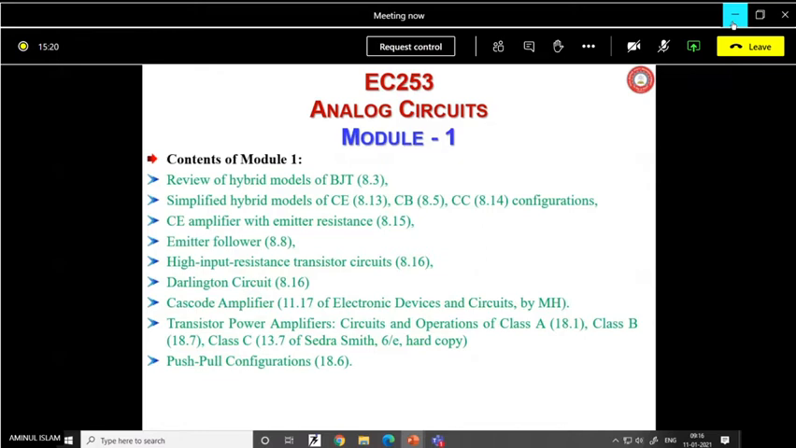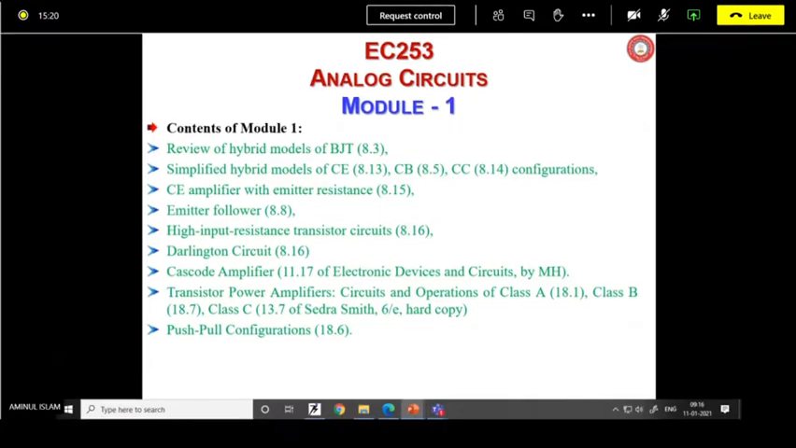Sometimes I have written some other book, like Cascade Amplifier, I have written 11.17 of Electronic Devices and Circuits. That is a different book. Mostly things are from Integrated Electronics, but this portion is taken from Electronic Devices and Circuits by Millman Halkias again. Then transistor power amplifiers are taken from Sedra Smith, 6th edition. So mostly it is not out of book material.